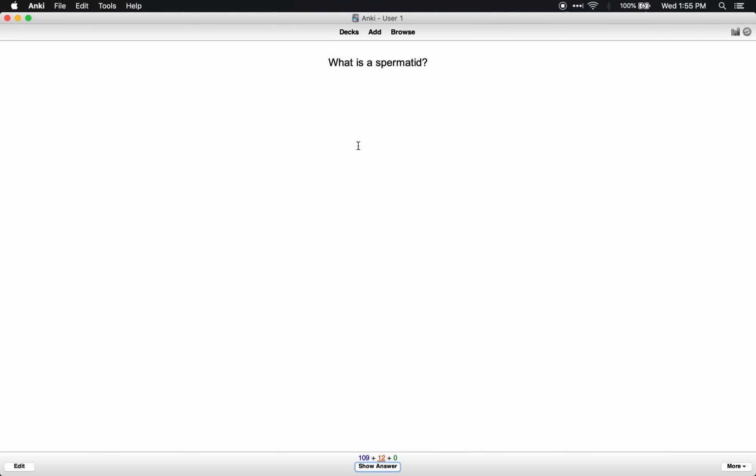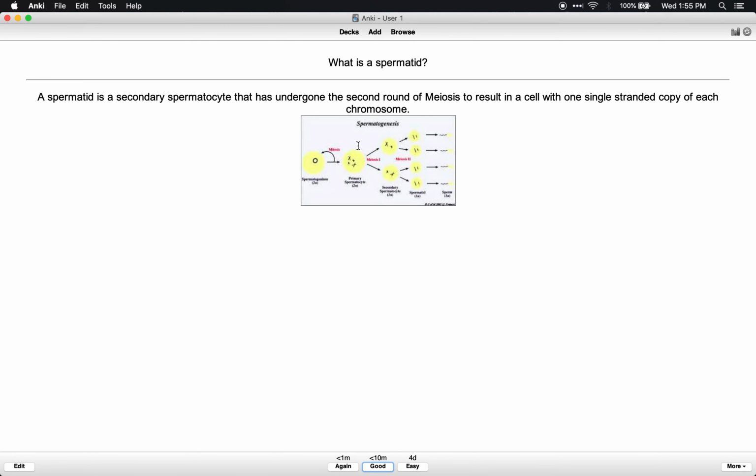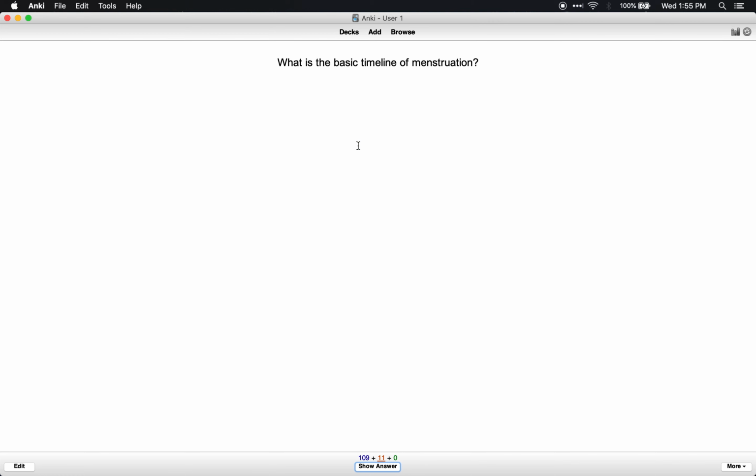Spermatids, products of meiosis II after the secondary spermatocytes undergo meiosis II. Menstruation, day 0 to 14. It's the start of the follicular phase and the endometrium lining collapses. Day 14 is the LH spike and ovulation occurs. Day 14 to 28 is the luteal phase.